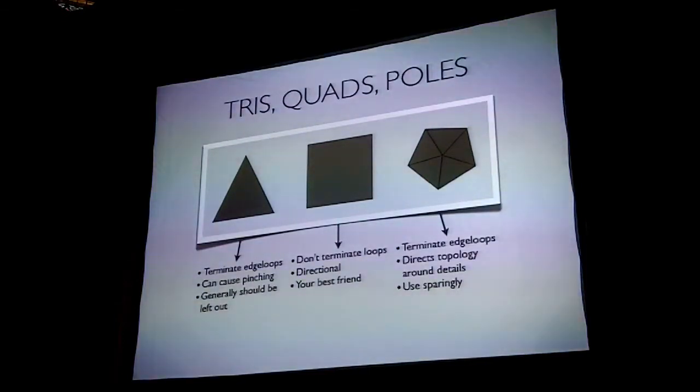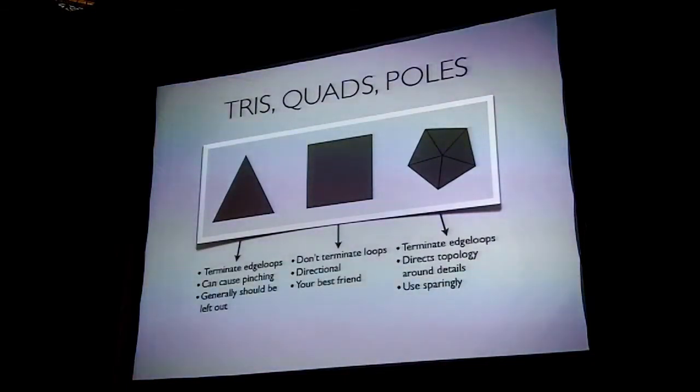Next, we've got basically our quads, and this will be your most common face. It's simply just a face that has 4 vertices. And the main thing is just remember that they don't terminate your edge loops. They're directional, in the sense that they're going to be what follows your edge loops, or you'll have paths of quads. And they are your best friend because that's what you want to use primarily.